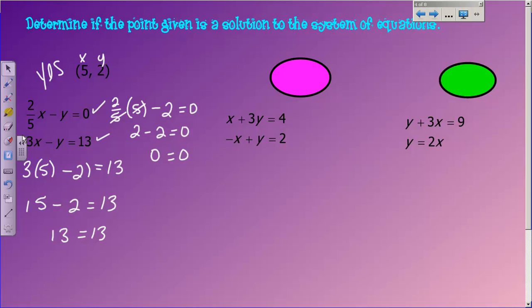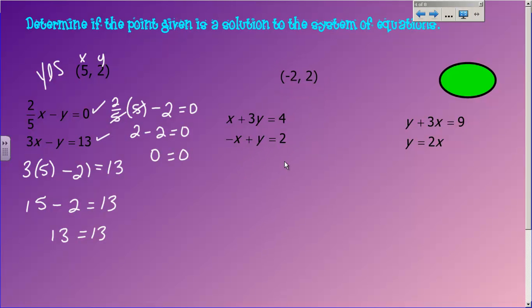So let's test another one. Let's test the second one. I have my two equations, x plus 3y equals 4 and negative x plus y equals 2, and here's my point, negative 2, 2, and I'm going to plug it in and check. So let's do the top one first. X is negative 2. Y is 2. We're going to see if I get the right answer.